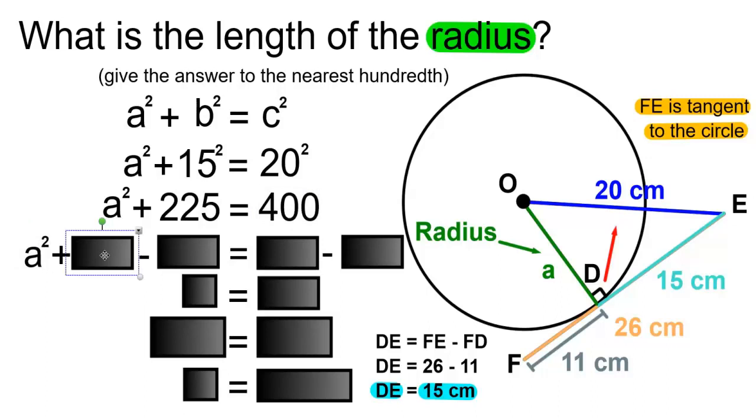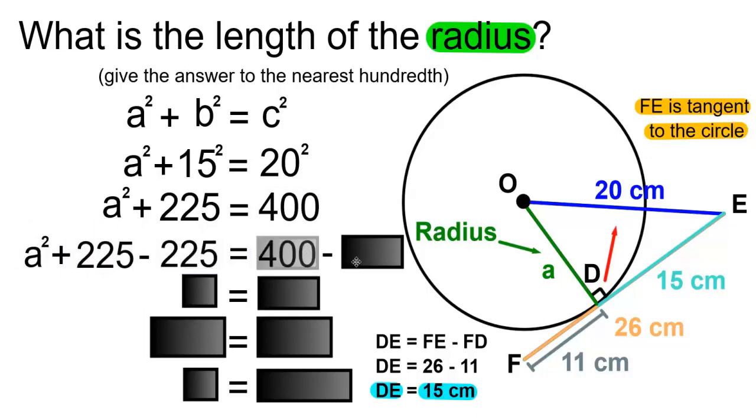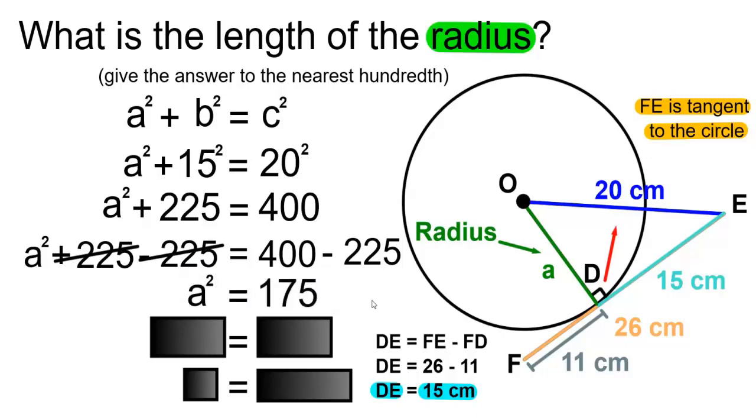To remove the 225 from this side, we'll have to subtract 225, which means we have to subtract 225 from the other side as well. The plus 225 and minus 225 will cancel, leaving us with a squared. And 400 minus 225 equals 175. We have to isolate the a, so we'll have to take the square root of a squared, which means we take the square root of 175 as well. The squared and square root will cancel, leaving us with a.